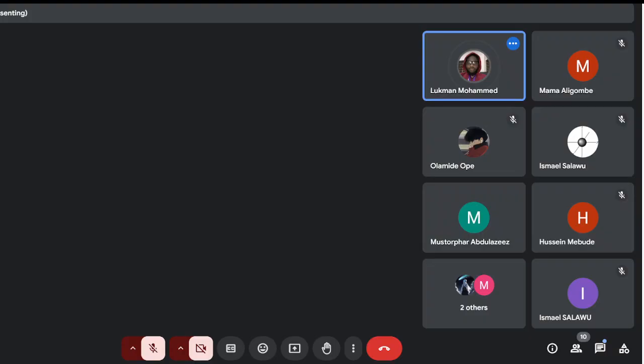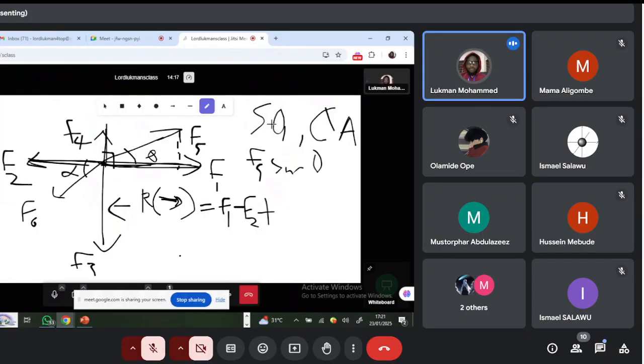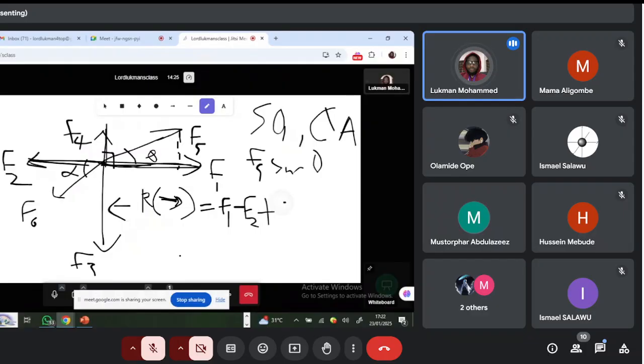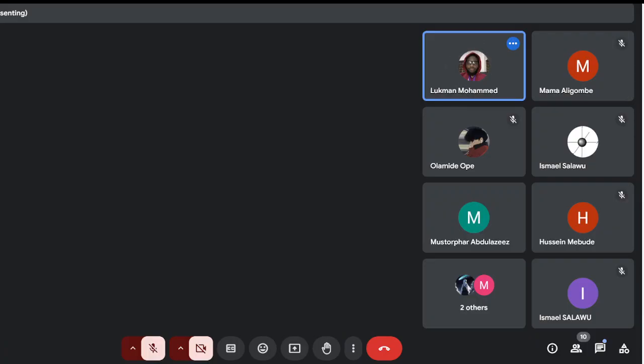Now resolving vertically, theta is opposite to the vertical, so that is sine. Sine uses opposite. Cosine uses adjacent. So horizontal is adjacent, so I'm going to use F5 cosine theta.